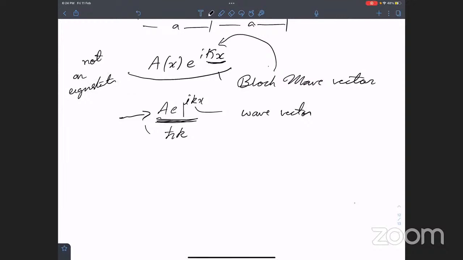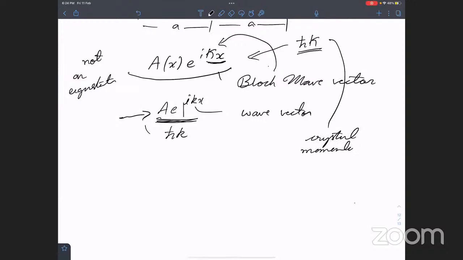Because it's not an eigenstate, if you give me a Bloch wave function, I cannot say that h bar into capital K is the momentum of the electron. It is not. h bar into K is something called the crystal momentum. It is not the same as a linear momentum. Inside a crystal, anytime we have collisions, your real momentum is not conserved. Only the crystal momentum is the quantity that is actually conserved.